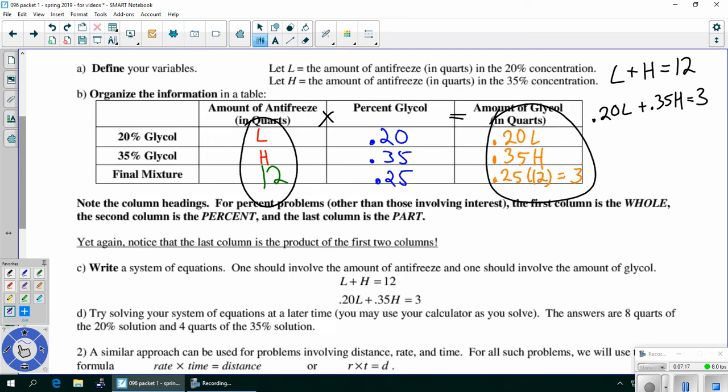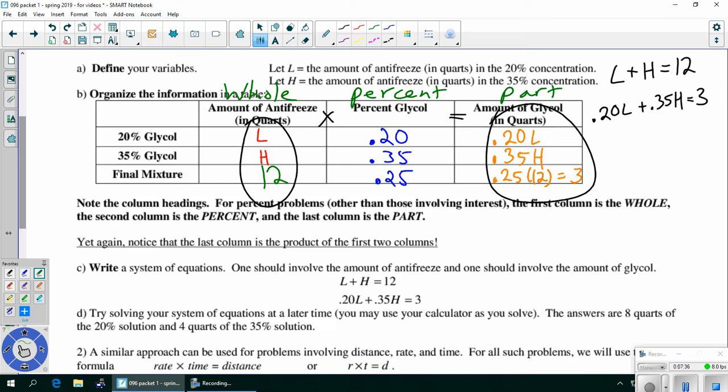So in these kinds of percentage problems, not the interest ones, but these kinds, the first column is the whole. I'll write this up above. The first column is whole. The second column is percent. And the last column is part. And it is always that way.